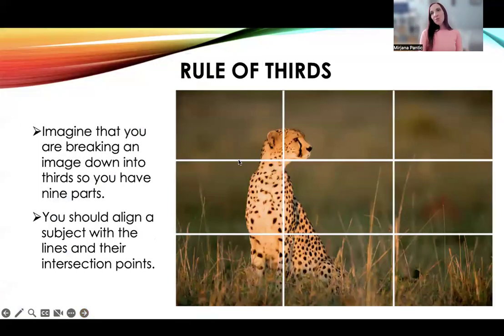I also talked about the rule of thirds. It is great that now when we take a picture, our smartphones allow us to see these lines. Why are these lines important? Imagine that you're breaking an image down into thirds, so you have 9 parts, and your subject should not be in the center, but along the lines and their intersection points. This is simply because it's pleasing for the eye. When it's set this way, you're better focused on the subject.